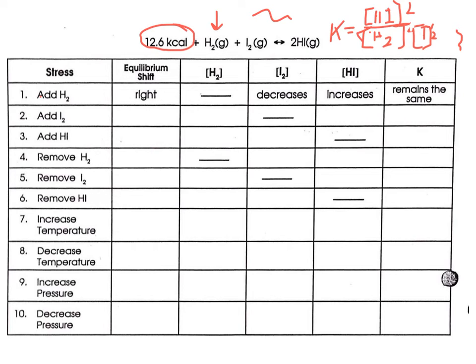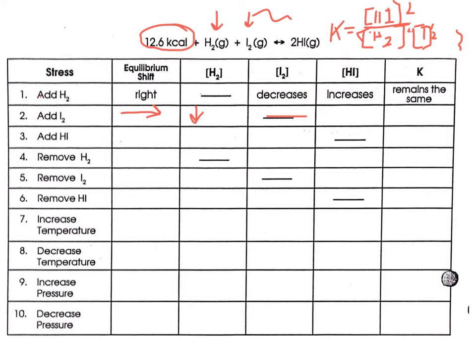Likewise, if I add I2, this is the one that's changing. The equilibrium is also going to shift to the right. So it's going to shift to the right to alleviate the addition of I2. So H2 will be consumed, so H2 is going to decrease as the response is made.